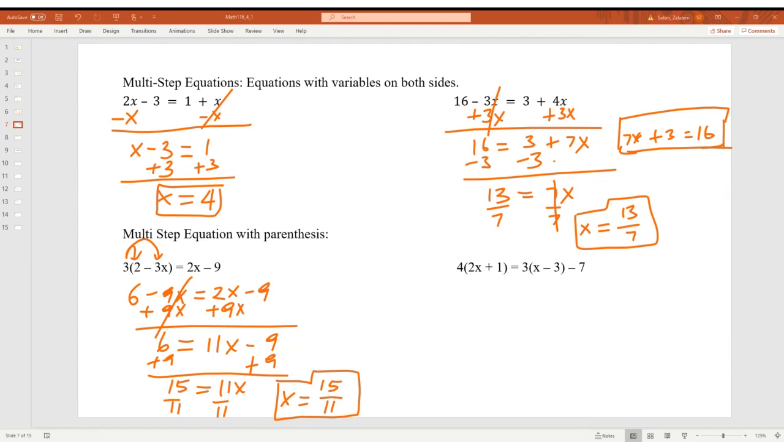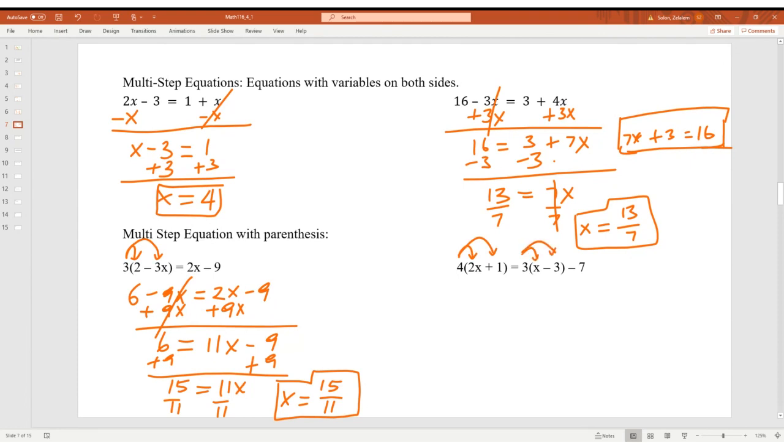Okay, guys, time's up. Let's do the problem. If you can reduce it, you have to reduce it. If you can't reduce it, you just keep the answer. So 15 over 11 cannot be reduced. Okay. Reduced. So here, distribute the 4, distribute the 3.